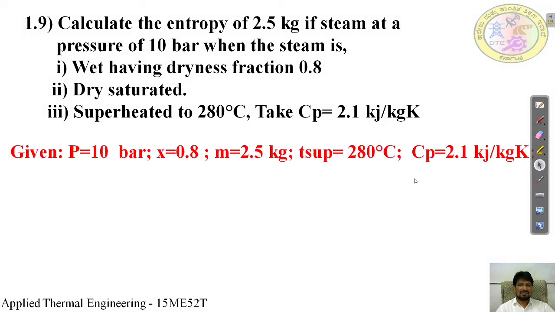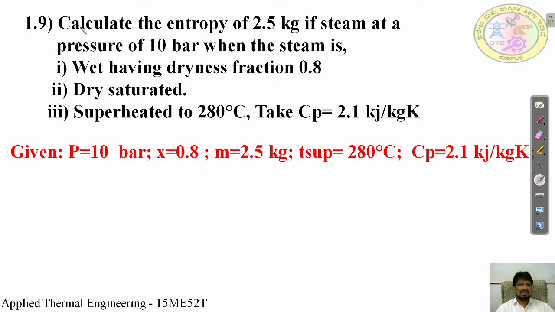So the given values are pressure, dryness fraction, and mass. Here the mass is 2.5 and the superheated temperature is 280 degrees centigrade, and the Cp value is 2.1. So these are the given values.